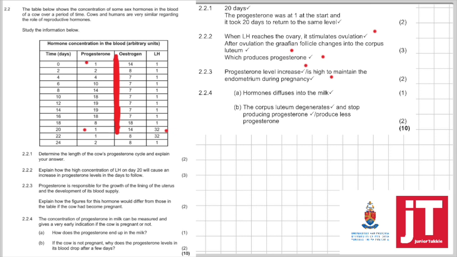2.2.4. The concentration of progesterone in milk can be measured and gives a very early indication if the cow is pregnant or not. How does the progesterone end up in the milk? Of course, what happens to the hormones? They also diffuse into the milk. That's 1 mark. B. If the cow is not pregnant, why does the progesterone level in the blood drop after a few days? Because what happens to the corpus luteum? It will degenerate. It will stop producing progesterone, and that's why the progesterone levels will drop. Grade 12, this was a very nice question.